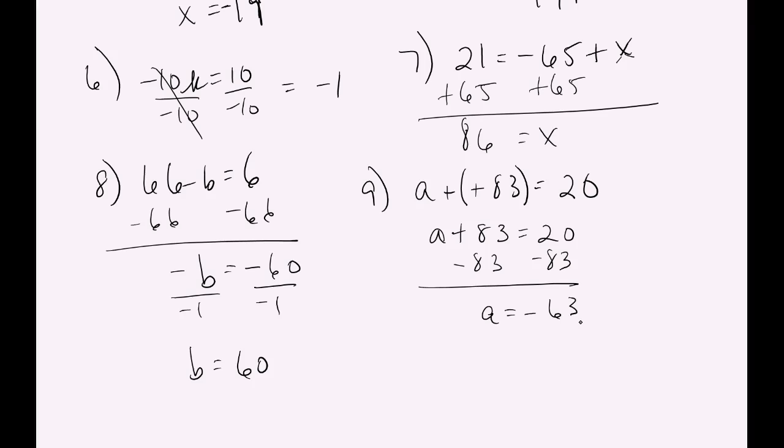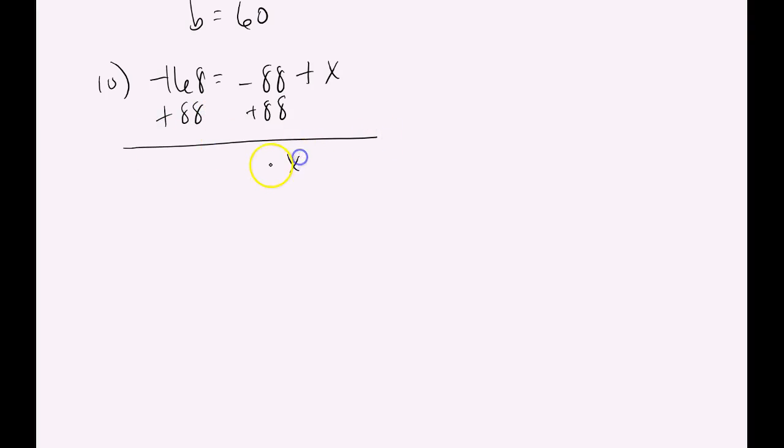Okay. Number 10 is -168. Oops. Equals -88 plus x. Okay. I want that x by itself, so I'm going to add the 88 to both sides. And I'm going to get x is whatever the difference there is. -168 plus 88 means I need to really subtract, -80.